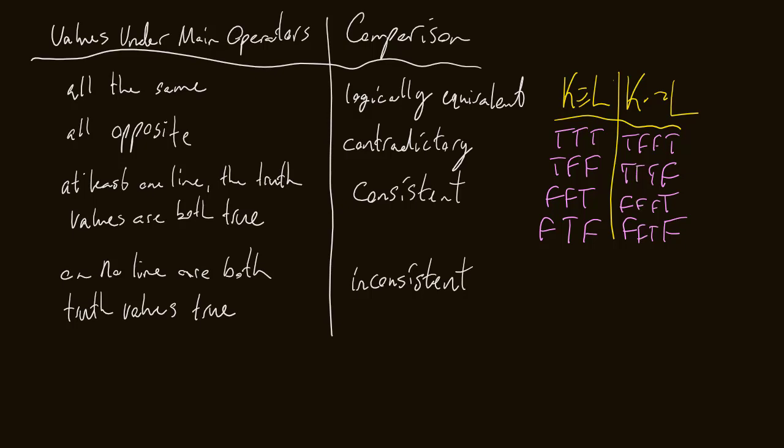So if we look at the truth values under our main operators, so right here and right here, first row is true, false, so opposite. Second row is false, true, opposite. Third row is false, false, same. Fourth row is true, false. So we don't have the case where they're all the same. We don't have the case where they're all opposite. There is no line where the truth values are both true. So we're left with our last case. On no line are both truth values true. So these statements are inconsistent.